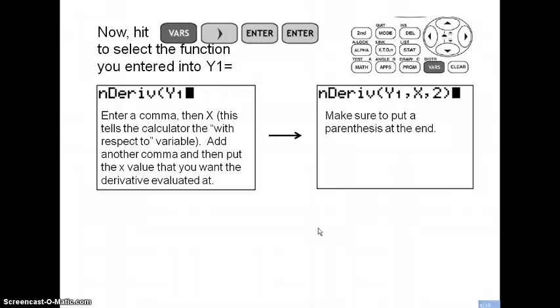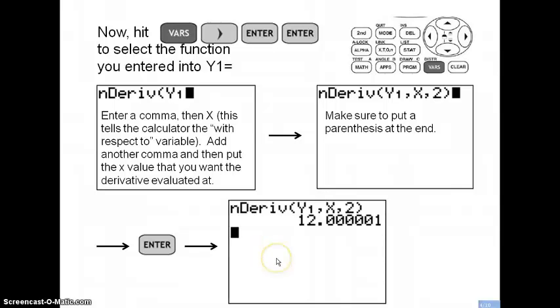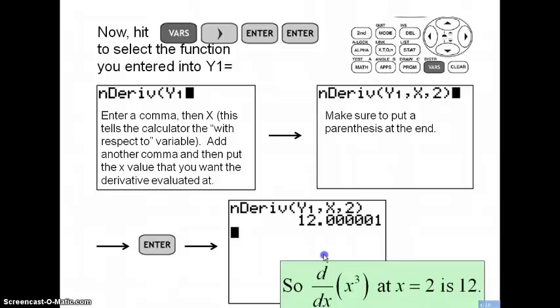Make sure to put a parentheses at the end. Then you're going to just simply hit the enter button, and your calculator is going to tell you, hey, the derivative for the function you entered into Y1 at X equal 2 with respect to X is 12. So your calculator can evaluate that for you.